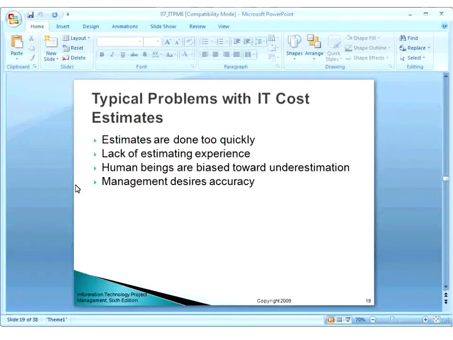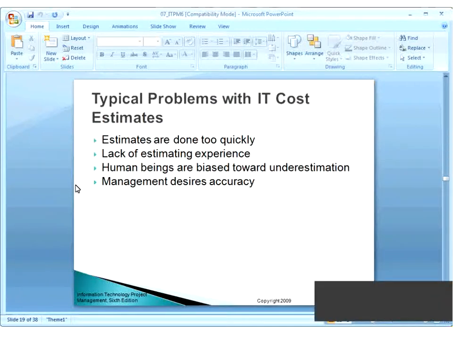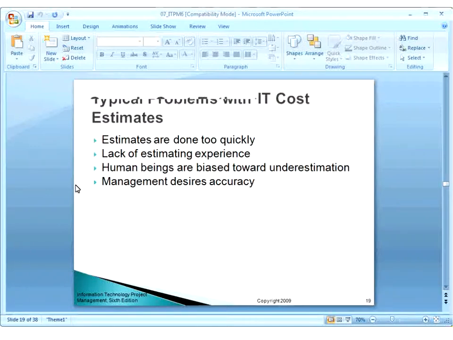These are some of the typical problems which occur when you make cost estimates. The estimates sometimes are done too quickly, so they may be wrong. When you hurry, you make wrong estimates, or you make estimates when you don't have estimating experience and you have not involved some experts in the estimation process. Or, generally, human beings are biased towards underestimation, and sometimes management desires more accuracy than you can give. So these are some of the typical problems you face when you are making cost estimates.